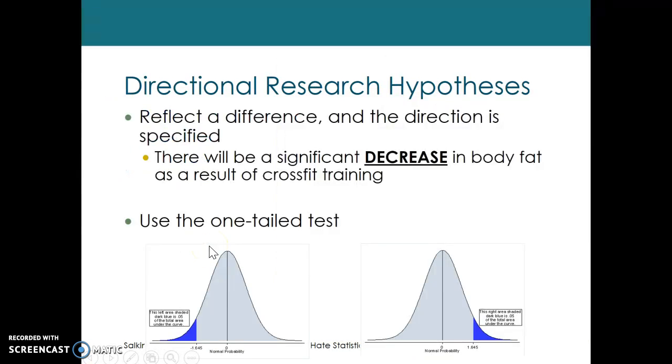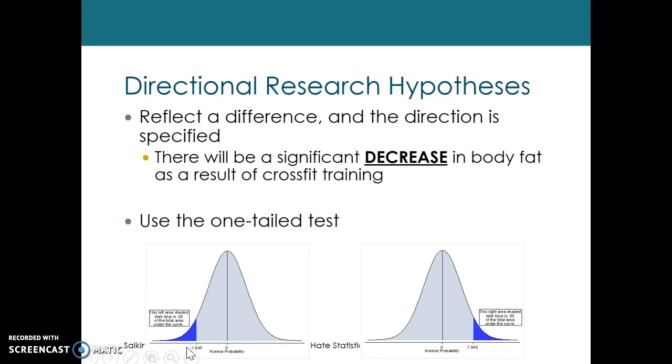Okay, so you can do a directional hypothesis, and this gives it direction. So if I do a directional hypothesis, I'm going to say there will be a significant decrease in body fat as a result of CrossFit training. So this is different than the two-tailed test, because in this hypothesis, I'm giving a direction. So I'm going to say there's a decrease. And the reason I have two of these graphs up here is because your directional hypothesis in this instance is going to be associated with this curve, because our body fat is going to decrease. It's going to be lower than the mean of body fat before we started training.